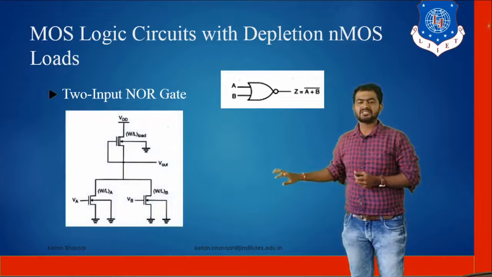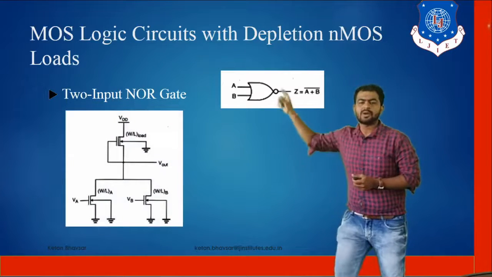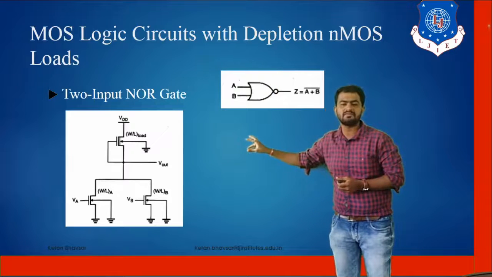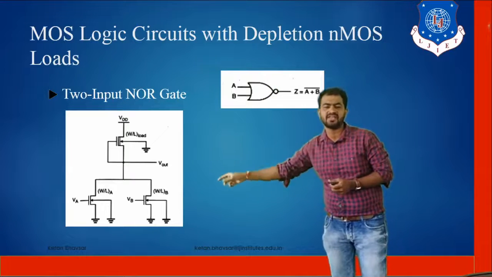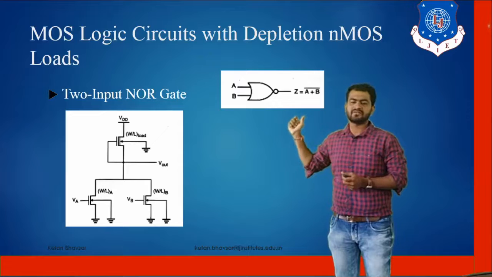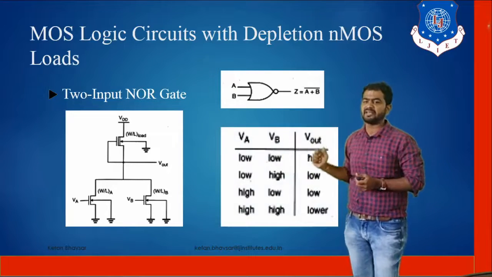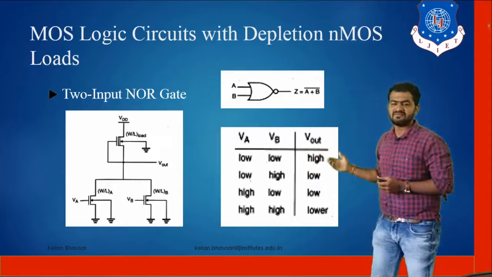And when we convert it into CMOS configuration, it looks like this. Right now we are focusing on the depletion NMOS load configuration. Here we are taking only one PMOS and two NMOS configuration, VA and VB, and VLOAD as an output terminal. And you can see the truth table of the particular diagram too: VA, VB, and VOUT.